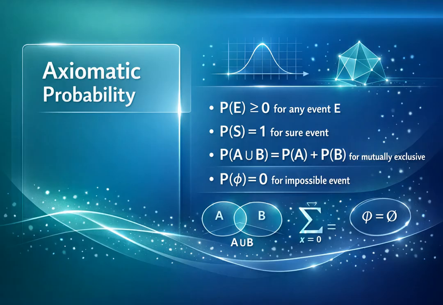The axiomatic approach to probability defines 3 rules. First, probability of any event E is greater than or equal to 0. Second, probability of the sure event S equals 1. Third, for mutually exclusive events A and B, probability of A or B equals probability of A plus probability of B. From these, we can derive probability of the impossible event equals 0.